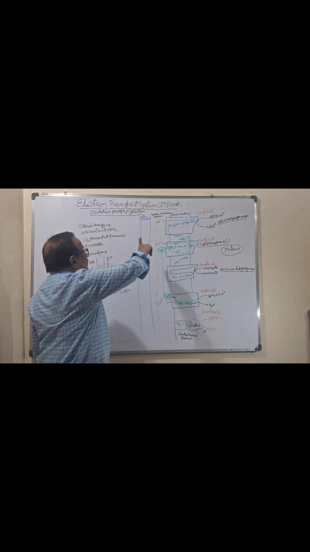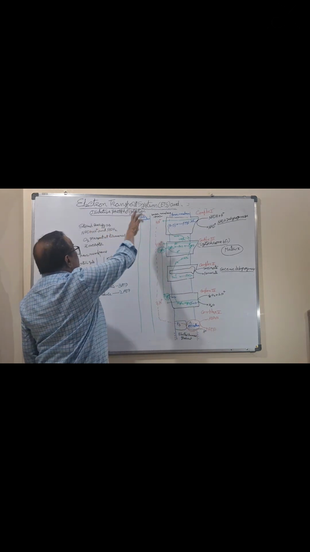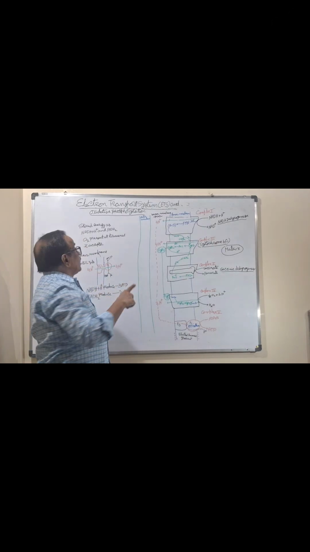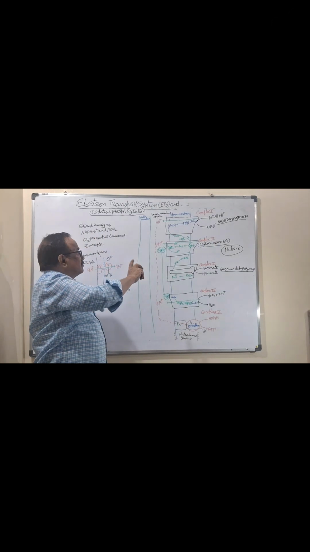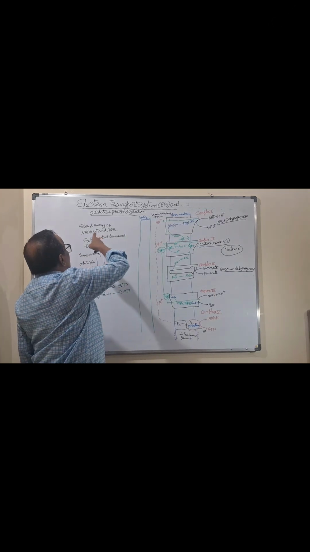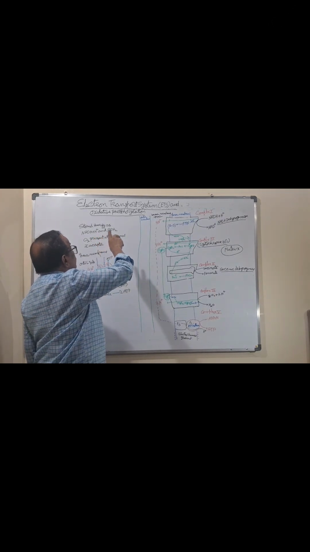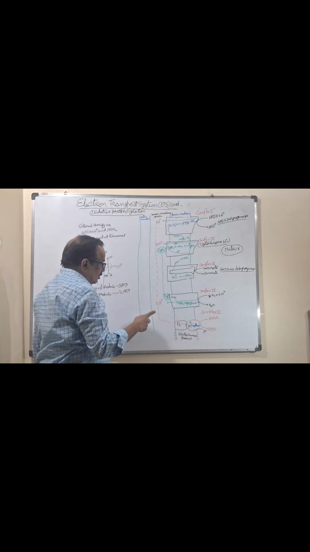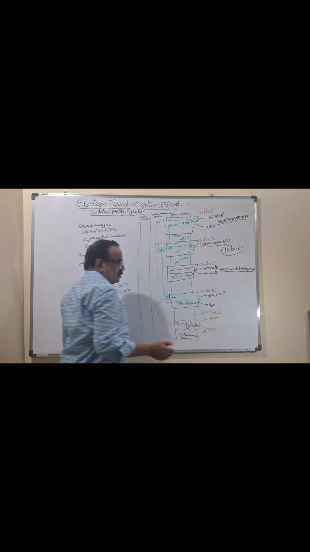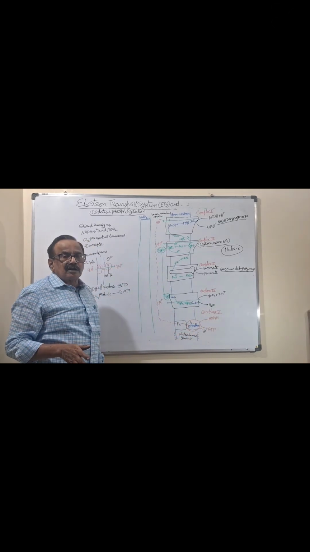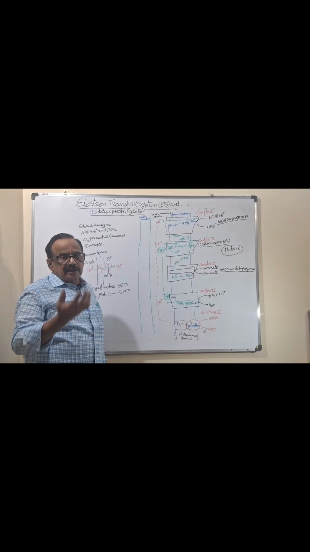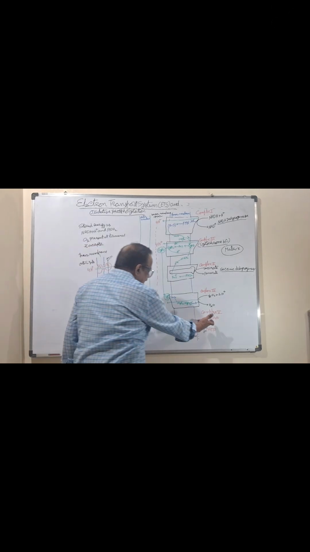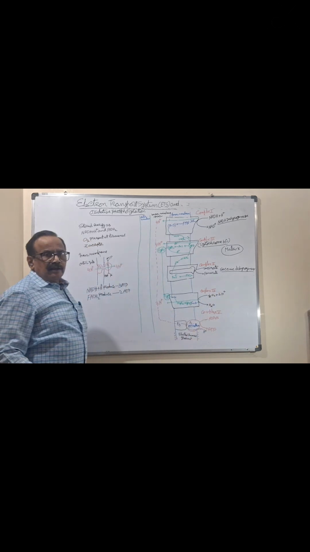Whenever the electrons are traveling in the electron transport system, the energy will be released. That energy which comes out will be used for adding the phosphorus to the ADP. So it is called oxidative phosphorylation. Oxidative means energy is coming, and it is used for the phosphorylation, means phosphate will be added to the ADP.